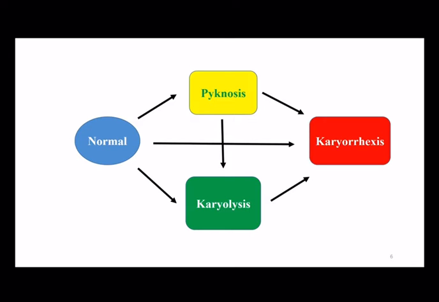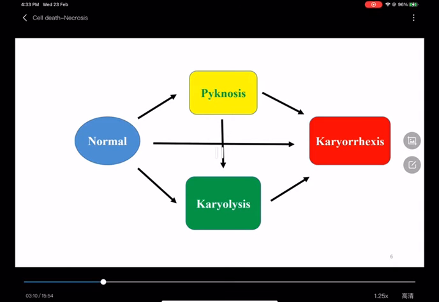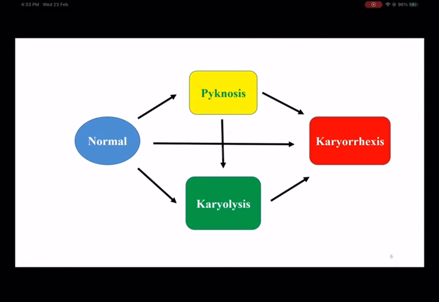It should be noted that pycnosis, karyorrhexis, and karyolysis do not always happen in this order. Here is a diagram showing us the sequence of occurrence. A normal cell can go to karyolysis directly or go through karyorrhexis and then karyolysis. There are various orders.